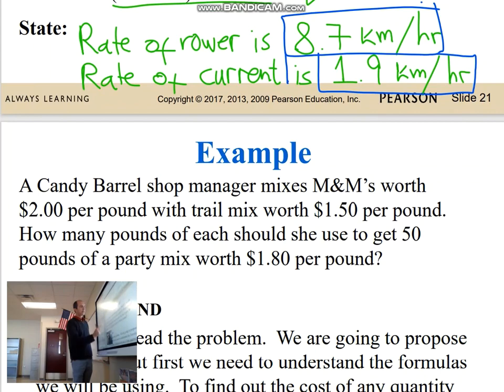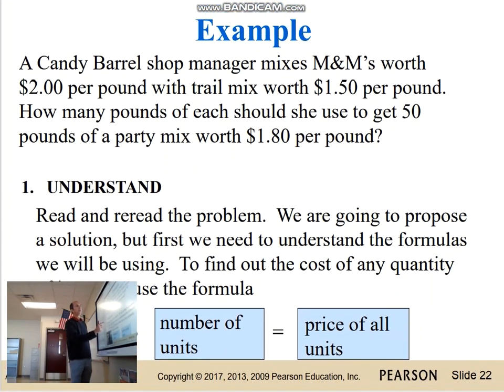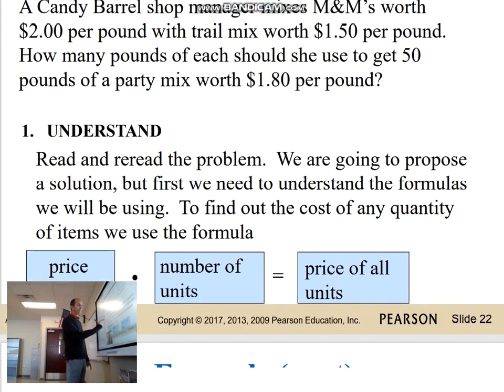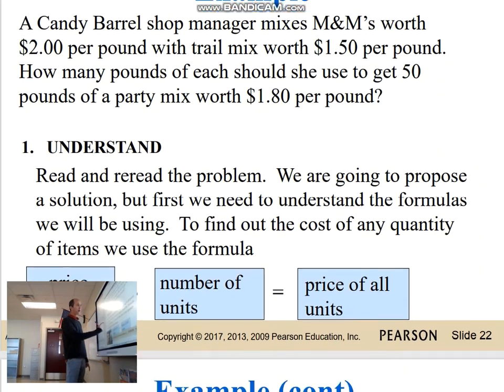Let's try another example, and we have here a candy bar shop manager who mixes M&Ms worth $2 per pound with trail mix worth $1.50 per pound. How many pounds of each should be used to get 50 pounds of a party mix worth $1.80 per pound? It looks like a complicated problem, right?